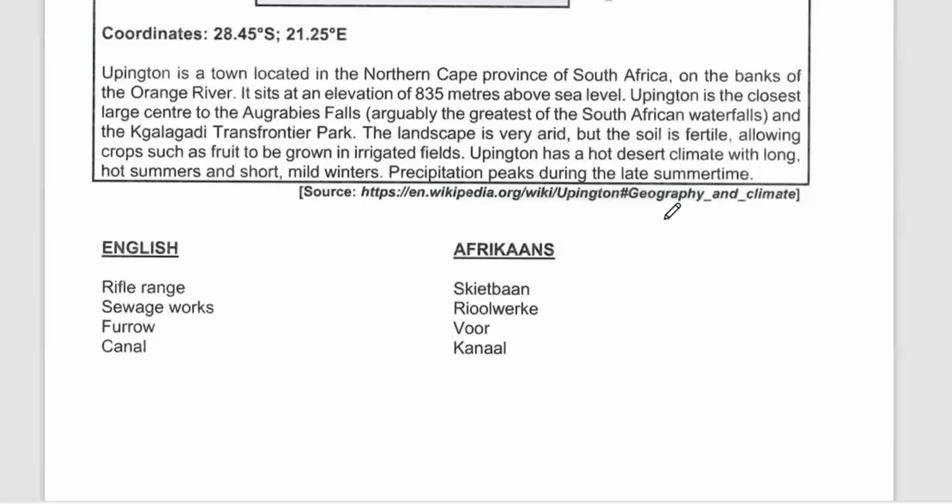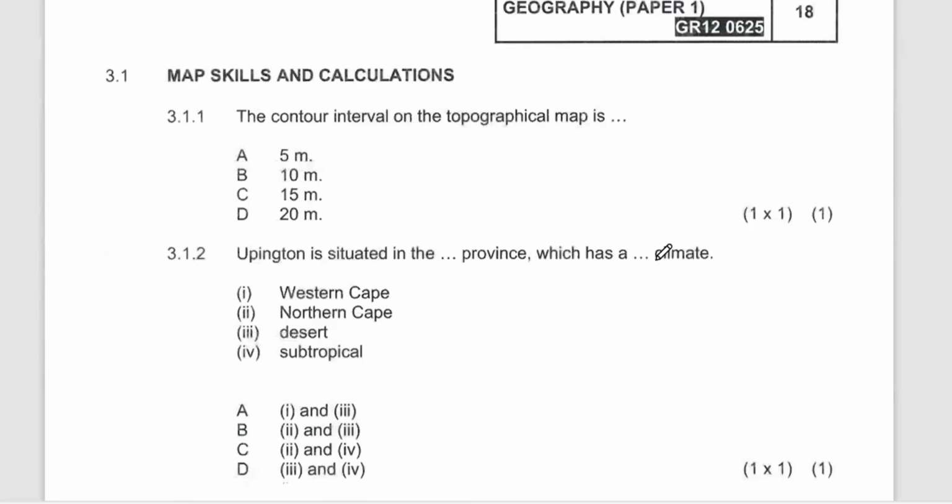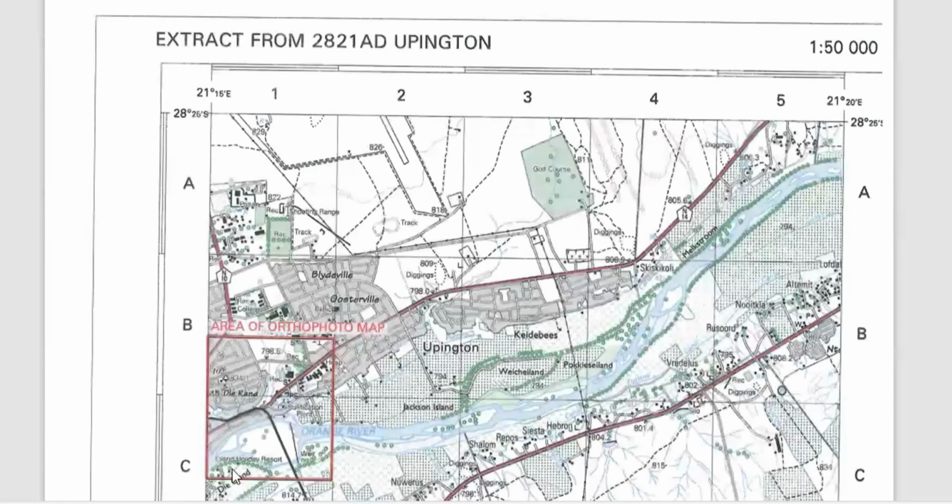Precipitation peaks during the late summer time. Right, that is the information. So our first question is asking for the contour interval on the topographic map. This should be information at your disposal. We need to refer to the map and try to find out.